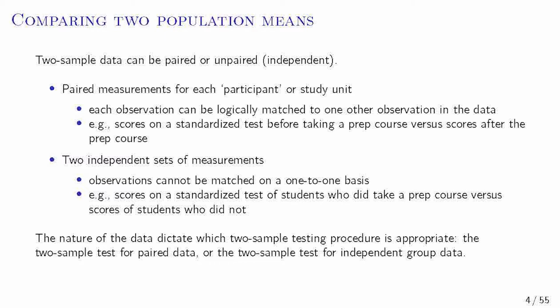Sometimes this can be with paired data, or it can be with unpaired data. Paired would be if we can match observations between participants. So maybe scores on a standardized test before taking a prep course versus after. Maybe we can't match up participants like that. So we would compare means of a group of students who did and did not take a prep course.